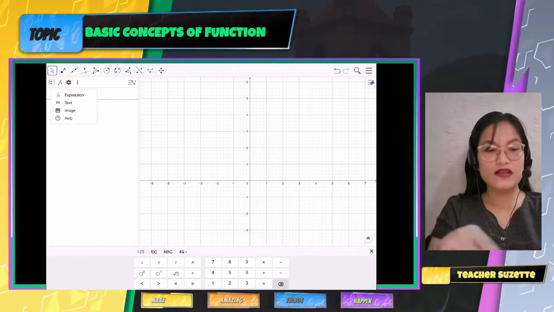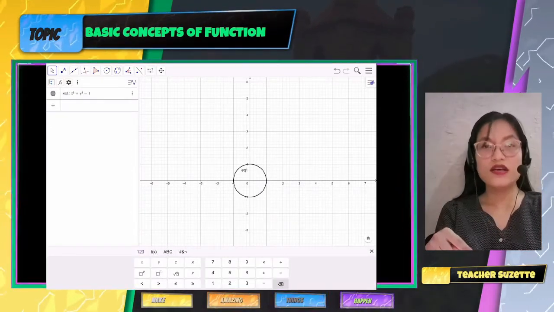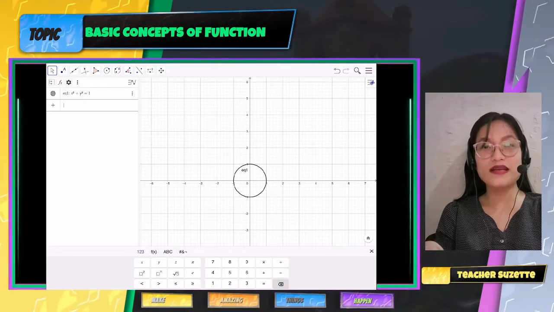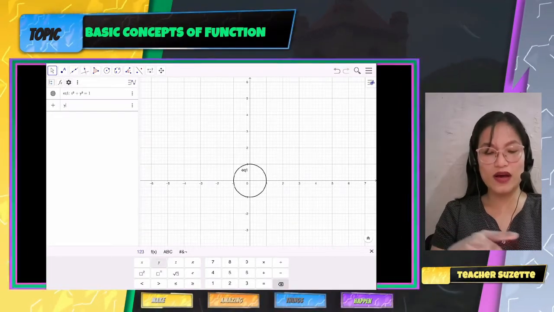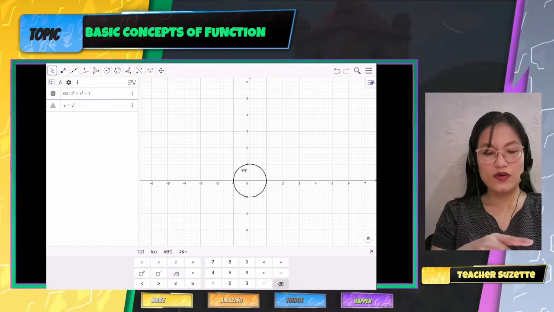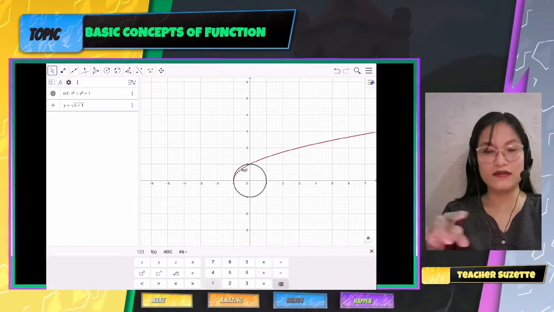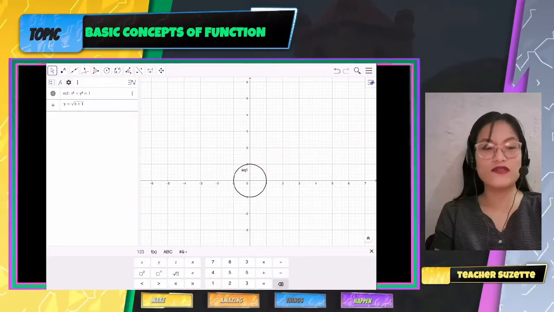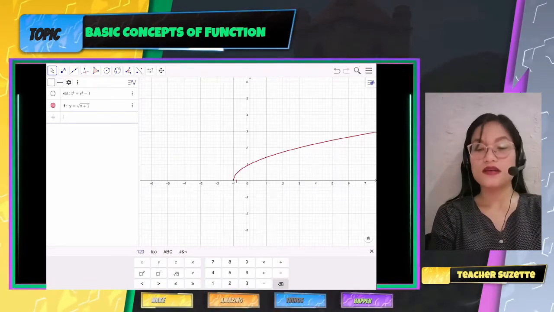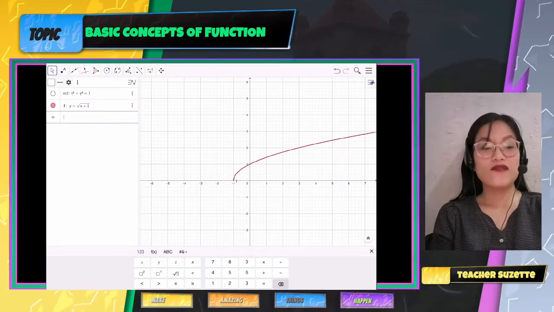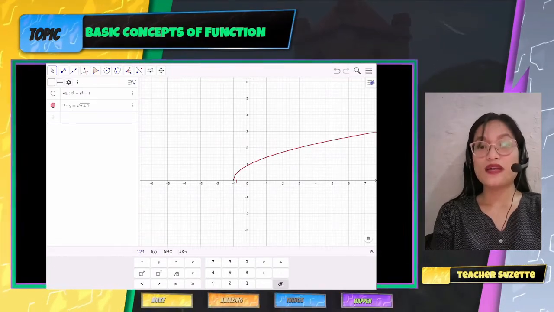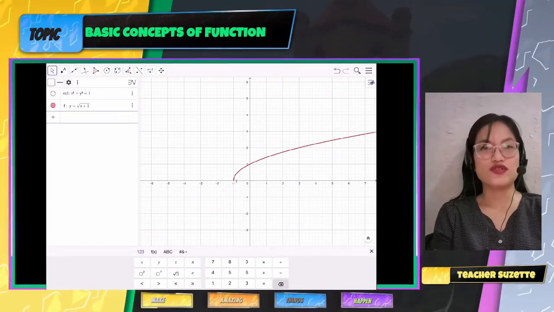Next po, add tayo ng another equation. Yung ating letter D naman, which is y is equal to the square root of x plus 1. So, we have y is equal to square root of x plus 1. Alisin lang natin yung unang graph natin. Ayan. So, this is the graph for our letter D. And obviously, kitang-kita naman po na ito po ay function.